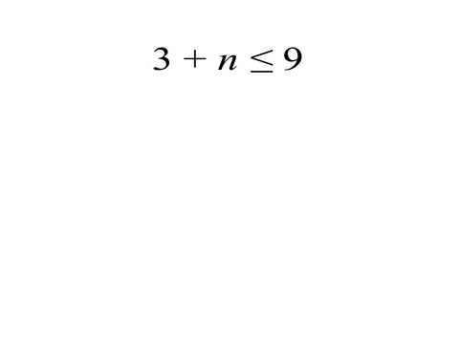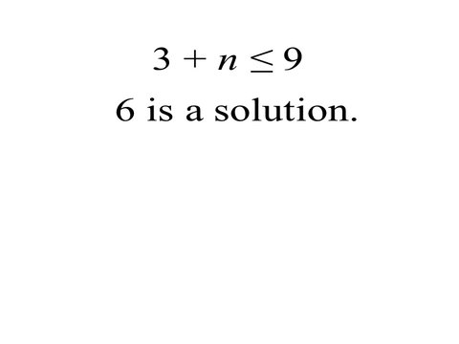Here's 3 plus n is less than or equal to 9. We've added the little bottom half of an equal sign to our less than symbol, and it's read is less than or equal to. So it's looking for two things. It's looking for the set of numbers that makes 3 plus n less than 9, and it's also looking for the set of numbers that makes 3 plus n equal to 9. Well, we know there's only one such number that makes 3 plus n equal to 9, and that number is 6. So 6 is a solution.